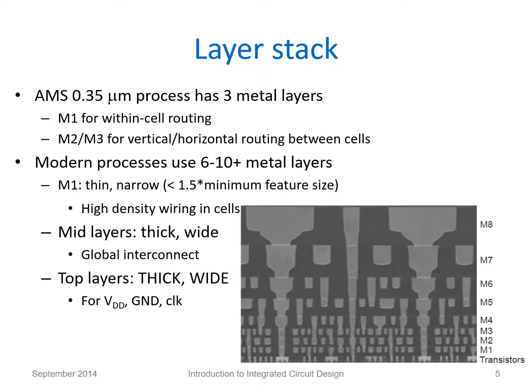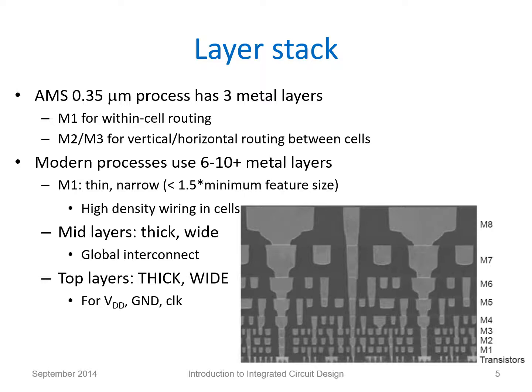In the layer stack, the AMS 0.35 micron process that we used for many years, it has 3 metal layers, metal 1 for within cell routing, metal 2 and 3 for vertical and horizontal routing between cells. Modern processes use 10 to 10 plus metal layers.